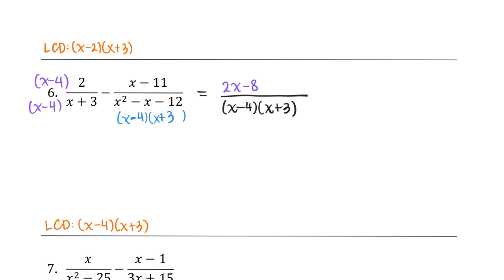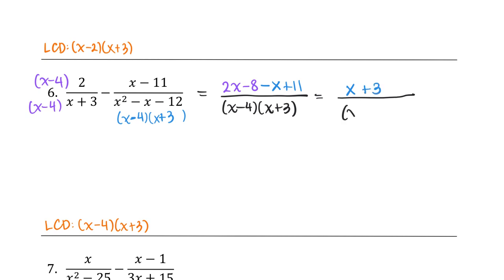Now we have to be very careful here because we're minusing an x, which is minus x. But then we are also minusing a minus 11. If I minus minus 11, I get plus 11. Okay, let's combine our like terms. 2x minus x is x. Negative 8 plus 3 plus 11 is positive 3.